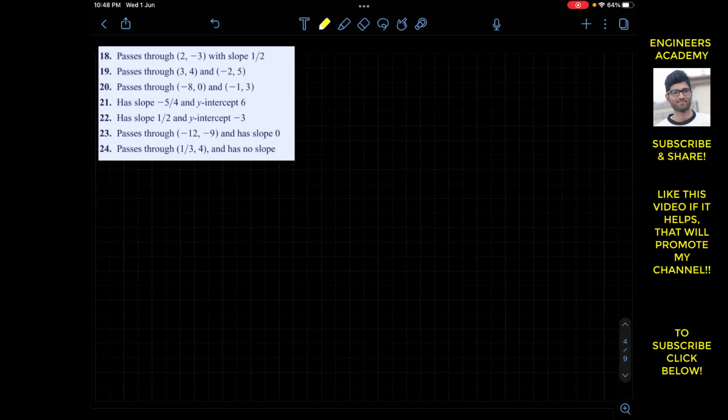Now the next problem is problem 20. Problem 20 says to find the equation of the line which passes through these 2 points. This is, let's say, point 1 and this is point 2. Point 1 is x1 and y1, which is minus 8 and 0, and the second point is x2 and y2, which is minus 1 and 3.